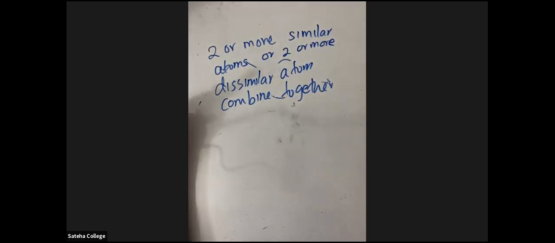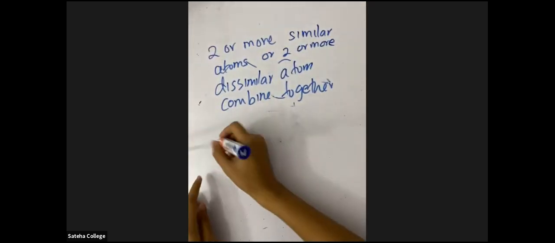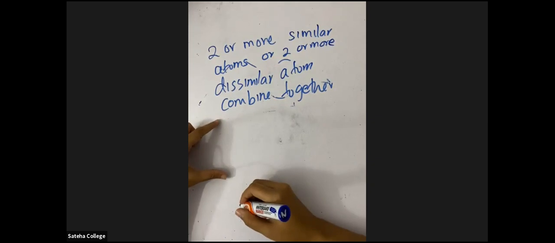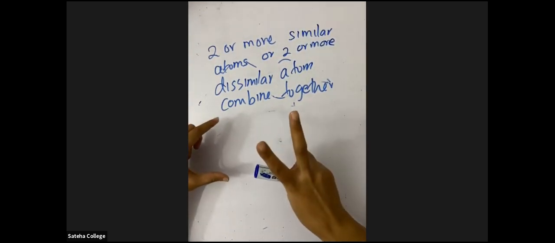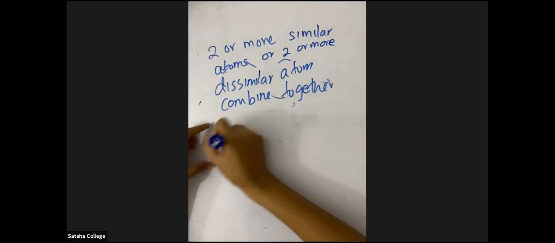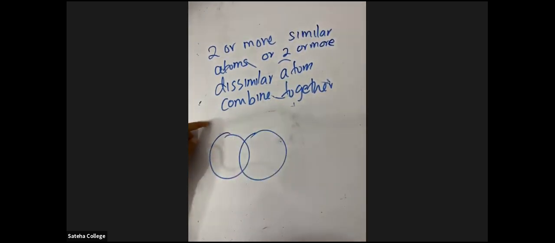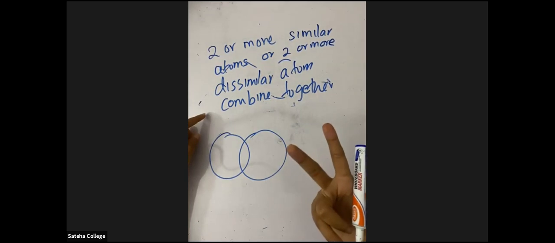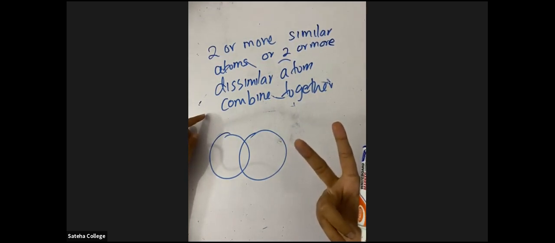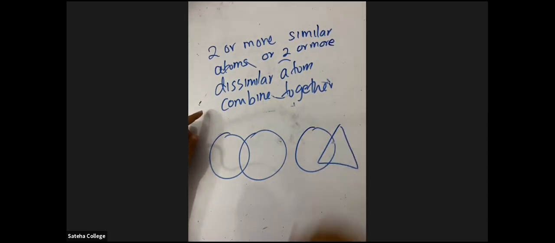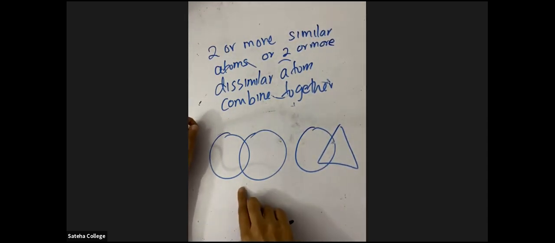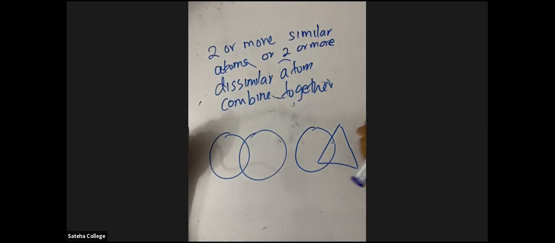Now, when you're forming a molecule, you can have two probabilities. What is the first probability? Similar atoms can combine together. What is the second probability? Very good. Dissimilar atoms can combine together. Similar atoms can combine together or dissimilar atoms can combine together.